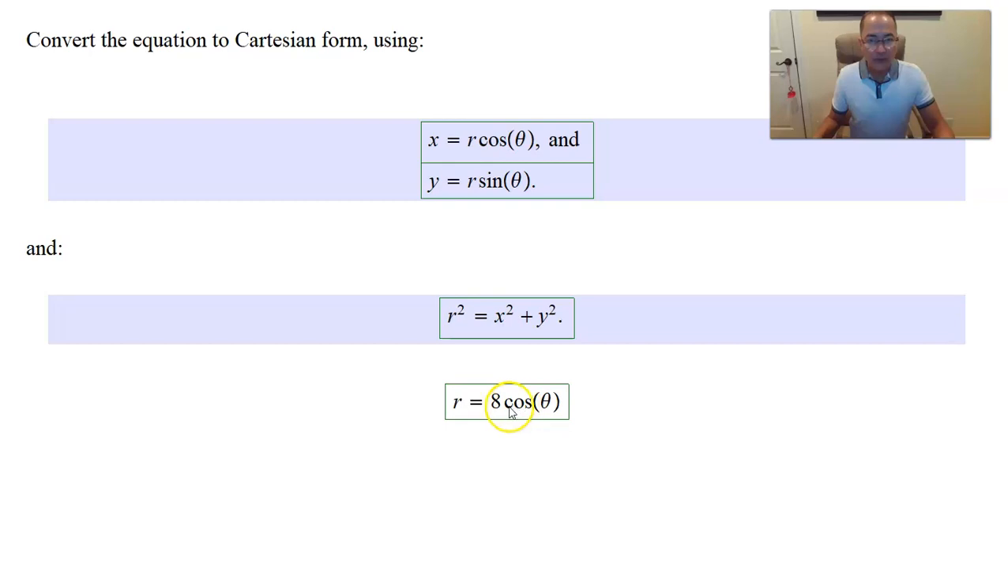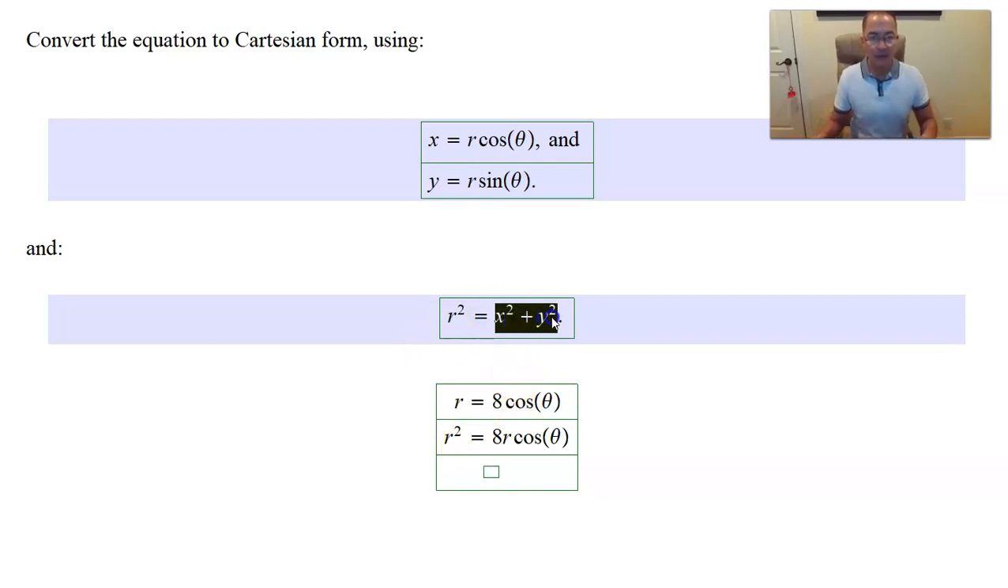Okay, so we see cosine theta in the equation for x, but we're missing r on the right side. So the logical thing to do is to multiply both sides by r. So r times r is r squared, and on the right side we will get 8r cosine of theta. Multiply both sides by r. But now r squared is x squared plus y squared. So the left side is just x squared plus y squared.